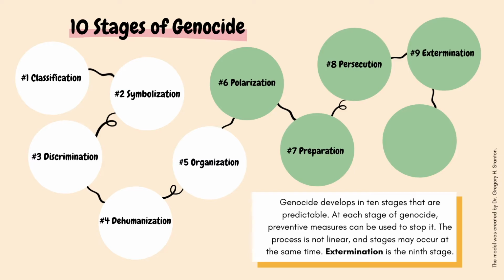Genocide develops in 10 stages that are predictable. At each stage of genocide, preventive measures can be used to stop it. The process is not linear, and stages may occur at the same time. Extermination is the 9th stage.